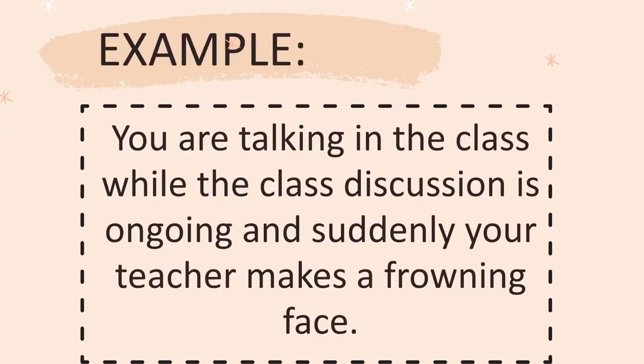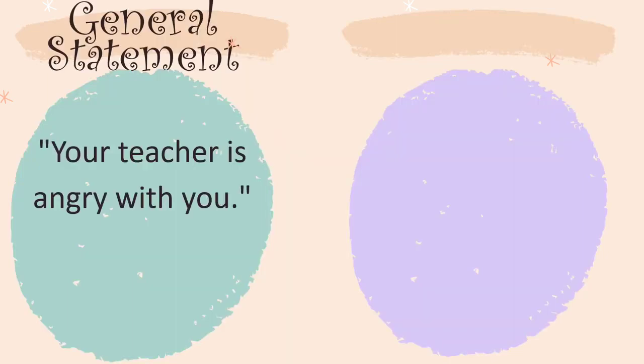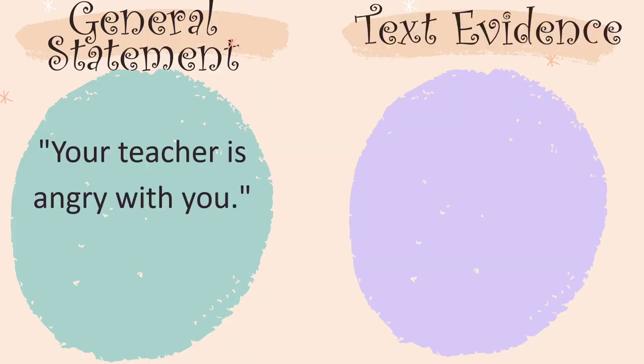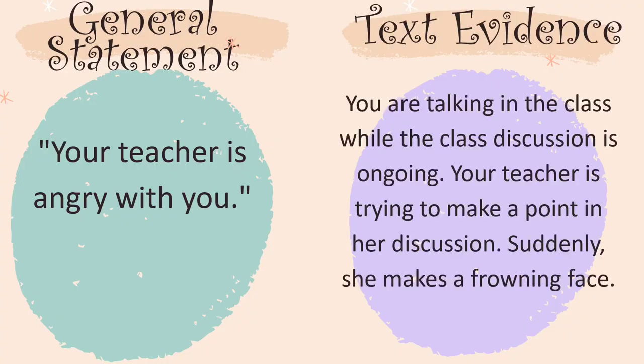Now, let me give you another example. You are talking in the class while the class discussion is ongoing, and suddenly, your teacher makes a frowning face. Let's examine the general statement and the text evidence. For the general statement, your teacher is angry with you. And the text evidence that supports this claim, you are talking in the class while the class discussion is ongoing. Your teacher is trying to make a point in her discussion. Suddenly, she makes a frowning face.